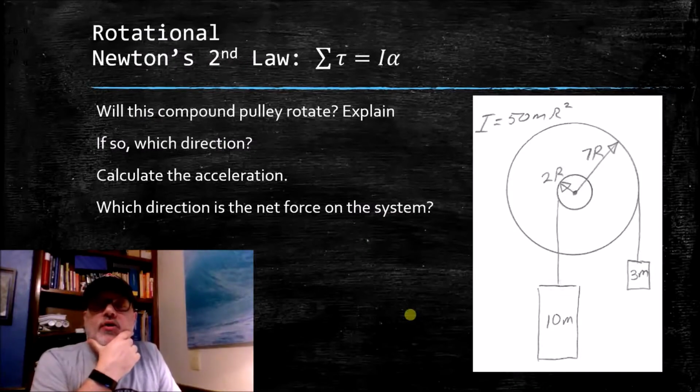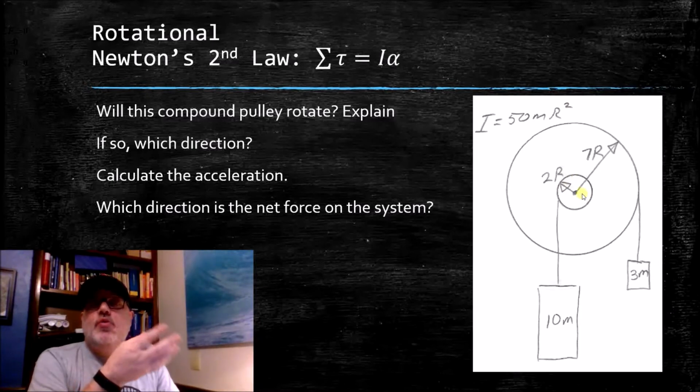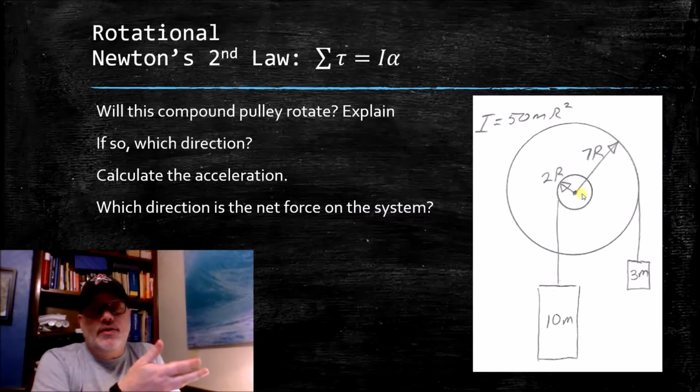Here we have a compound pulley. That means we have two different radii. So this one, the outer one is 7R, the inner one is 2R. We have a 3 kilogram or 3M mass hanging down off the right, off the larger end of the pulley, and we have a 10M mass hanging off the smaller pulley on the inside. So will the thing rotate? Yes or no? And if so, what direction? And calculate the acceleration. And then what is the direction of the net force on the system?